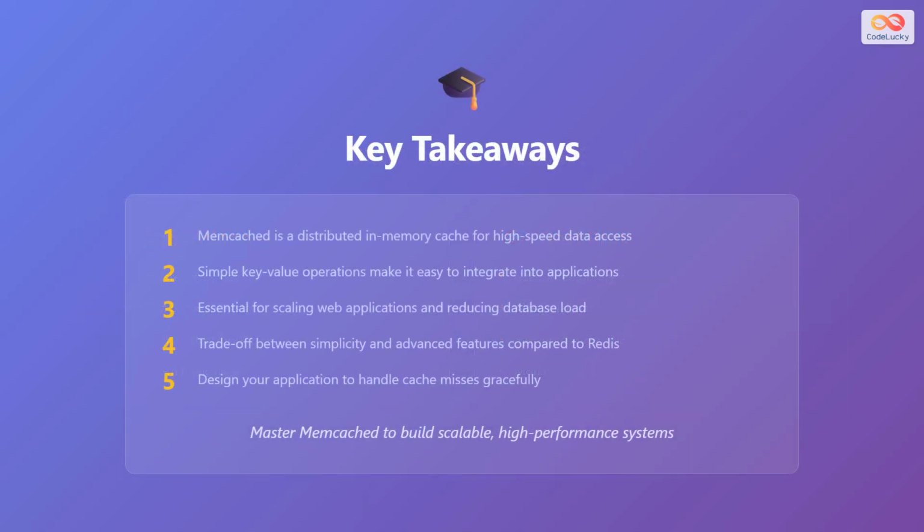Let's summarize what we've learned. First, Memcached is a distributed in-memory cache that enables high-speed data access for web applications. Second, its simple key-value operations make it straightforward to integrate into any application. Third, Memcached is essential for scaling web applications and reducing the load on your databases. Fourth, when comparing caching solutions, Memcached trades simplicity for fewer advanced features compared to alternatives like Redis. Fifth, design your application to handle cache misses gracefully by always falling back to your database. Understanding and mastering Memcached is a critical skill for building high-performance, scalable distributed systems.